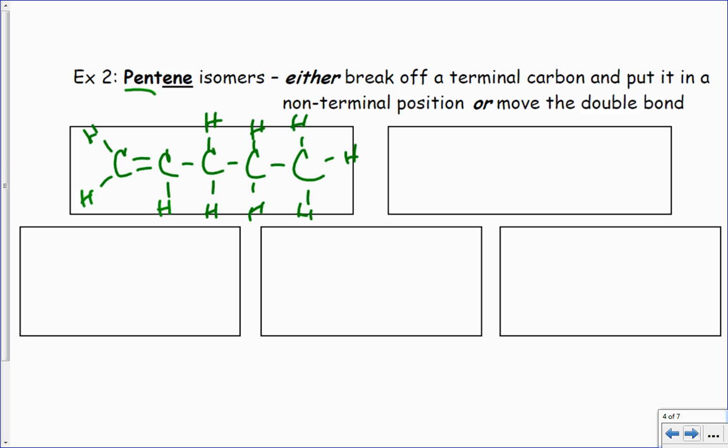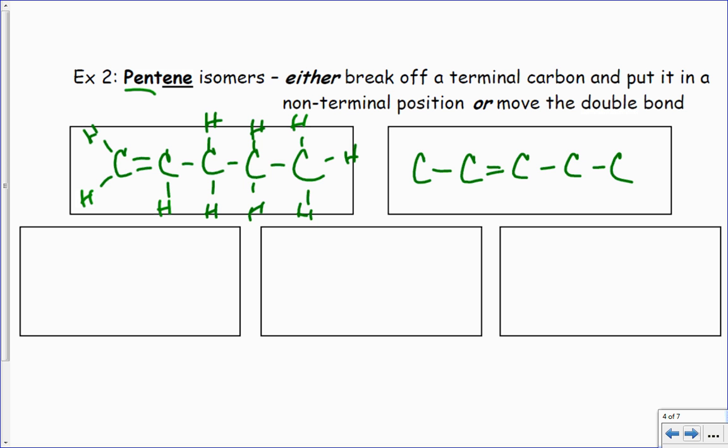Okay, so it says either break off a terminal carbon and put it on the non-terminal or move the double bond. Let's start by moving the double bond because that's the easiest thing to do. So C, 1 single bond and then the double bond.